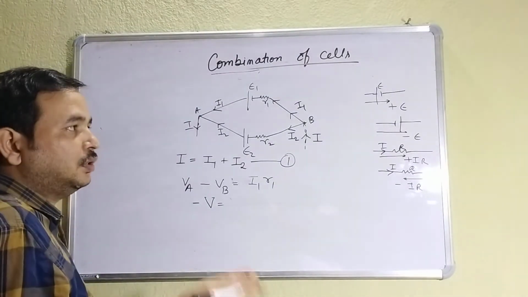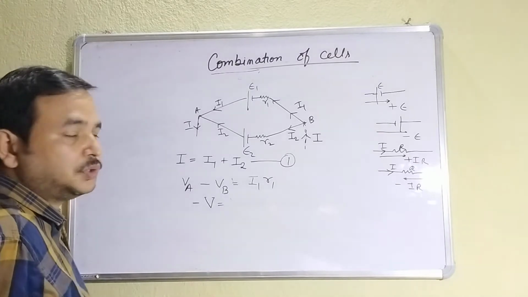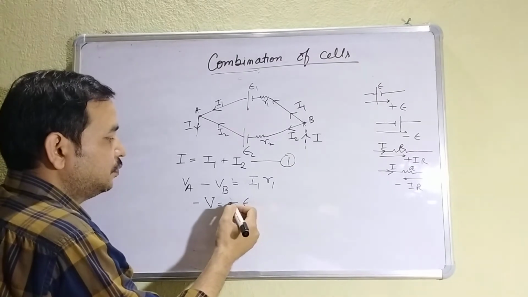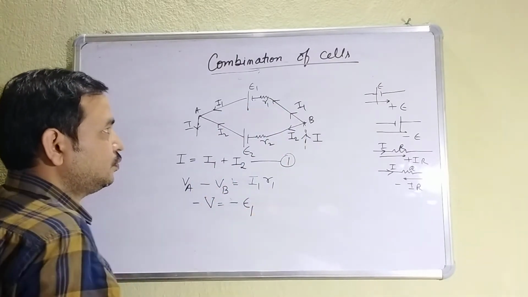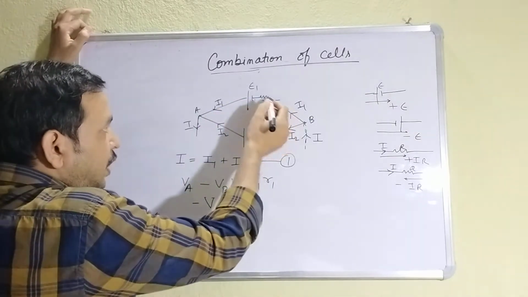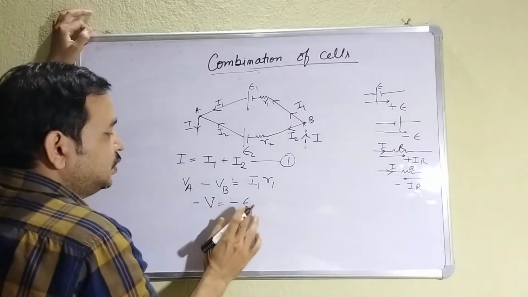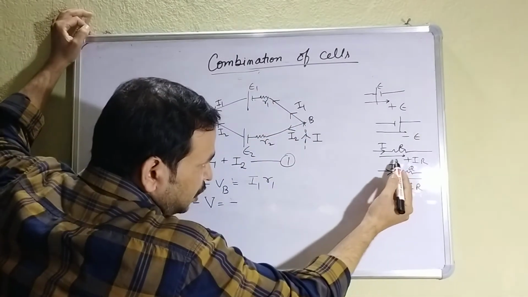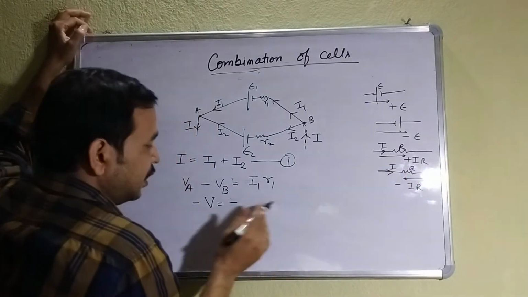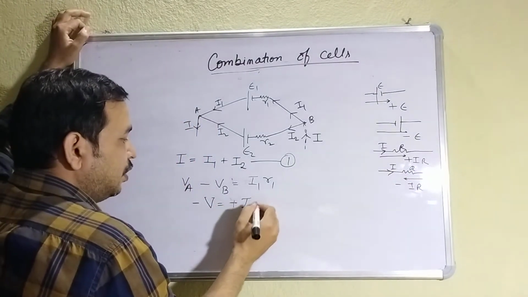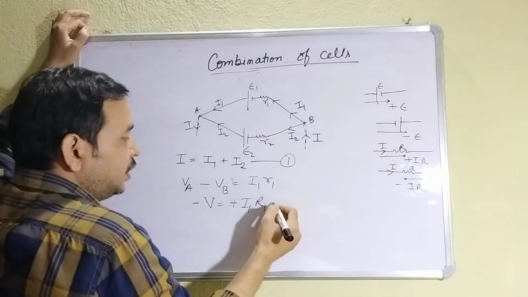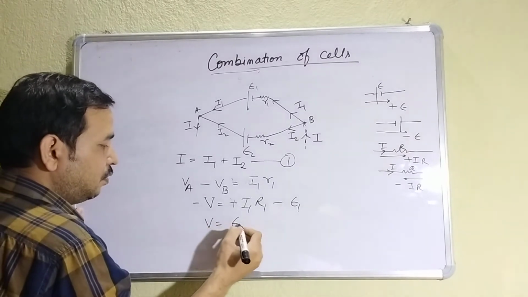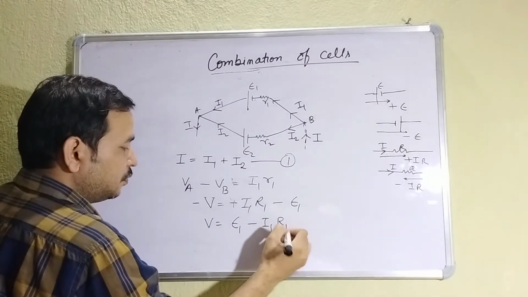I have taken that rule. You can take according to whichever rule you are following. So from minus to plus, if I am taking minus EMF, that is E1, and the potential drop, first the potential drop we have to write. Current is I1, resistance is R1. Now in the direction of current plus IR, so it is plus I1 R1. Now minus to plus, minus EMF E1. Take minus common, so V is equal to E1 minus I1 R1.